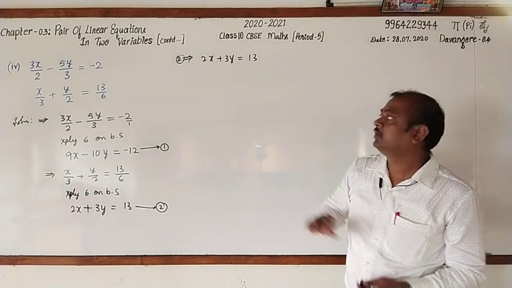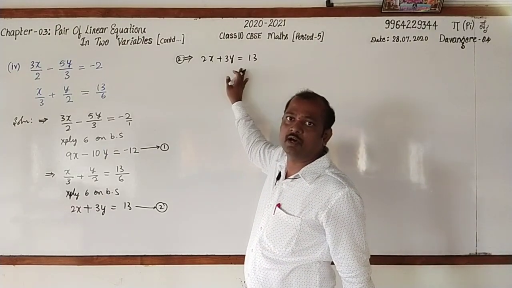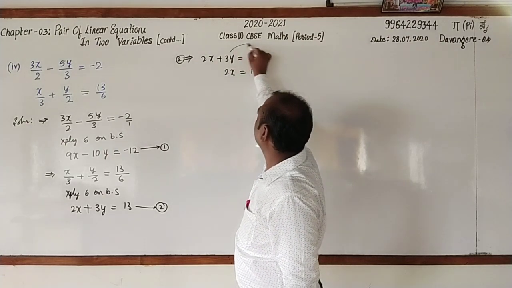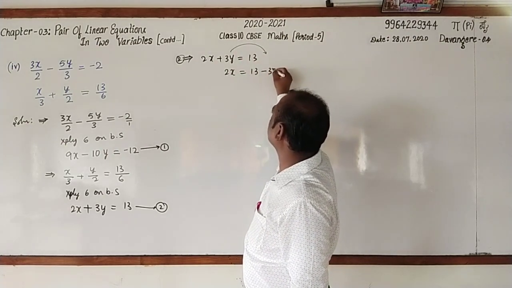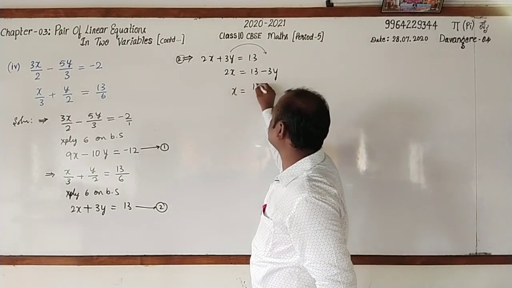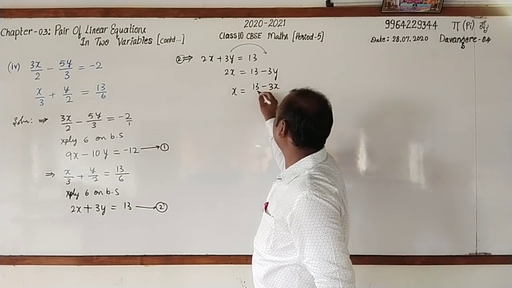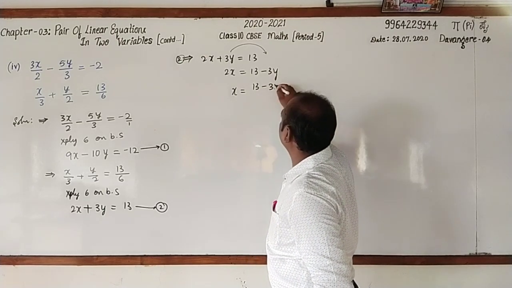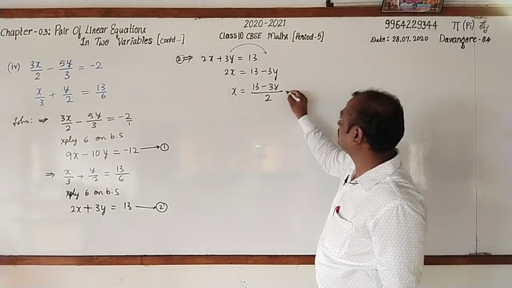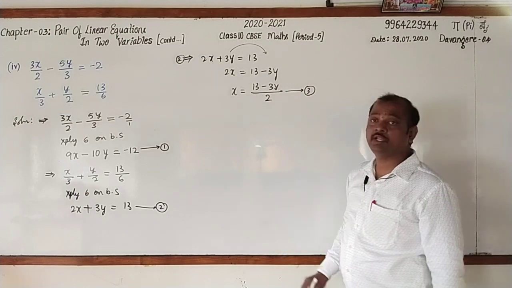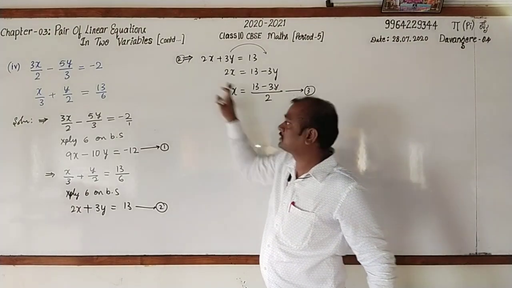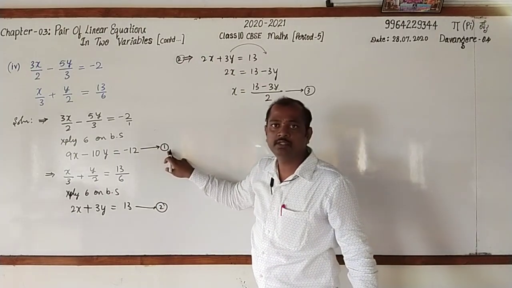Further step, we have to solve for either x or y. Let's go for solving x. 2x is equal to 13. Transfer 3y to the right hand side, it becomes minus 3y. Then solve x. X is equal to 13 minus 3y by 2. So this is x. You may call it equation 3. Equation 3 is formed from equation 2. Hence, it should be substituted in equation 1.